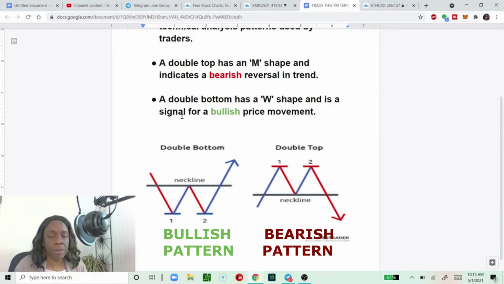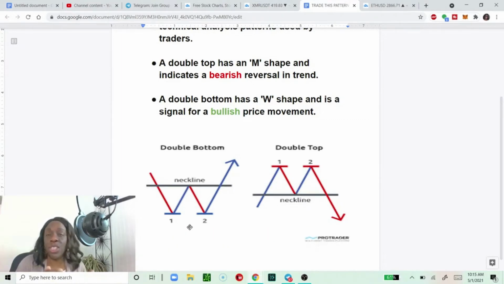I love double bottoms, and double bottoms, again, identify the fact that we're looking at W's and M's. Your M-shaped data on your charts is a bearish trend. Your W-shaped candlesticks give you a bullish trend. Now, I am more a bullish trader than a bearish trader, so I like my W's. So a W does the opposite of what the M's do.